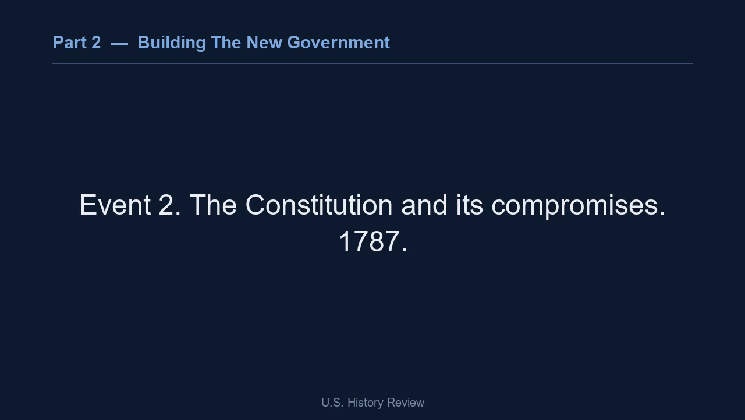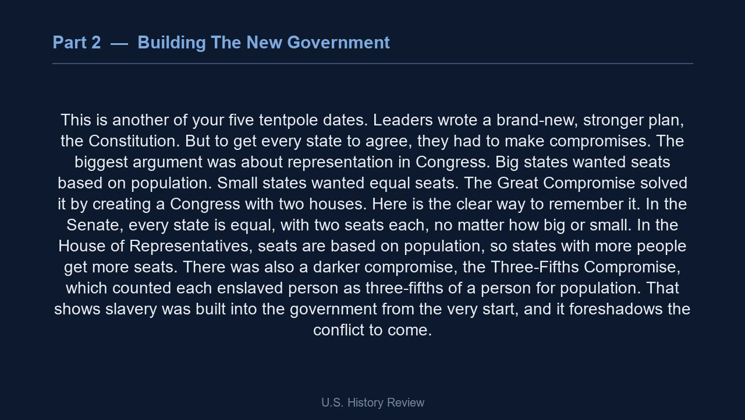Event 2. The Constitution and its Compromises. 1787. This is another of your 5 tentpole dates. Leaders wrote a brand new, stronger plan, the Constitution. But to get every state to agree, they had to make compromises. The biggest argument was about representation in Congress.